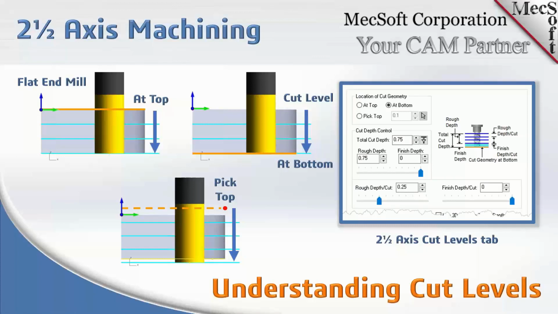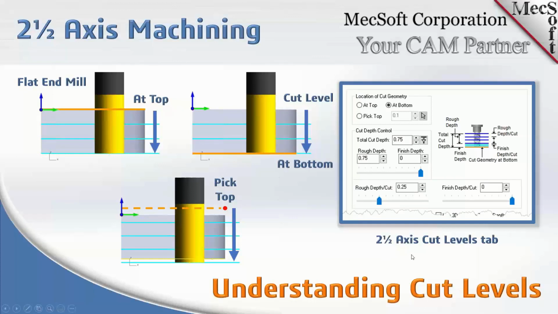So it's going to start, it's going to work its way back for the total cut depth. If you end at the bottom, it's going to calculate upward your total cut depth and start cutting there, and then cut your rough depth per cut at each level.